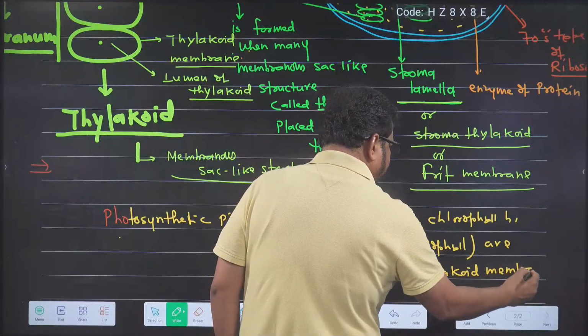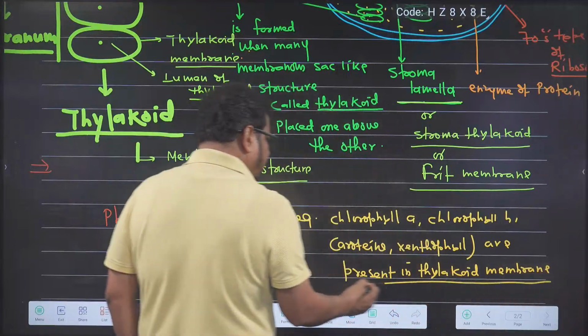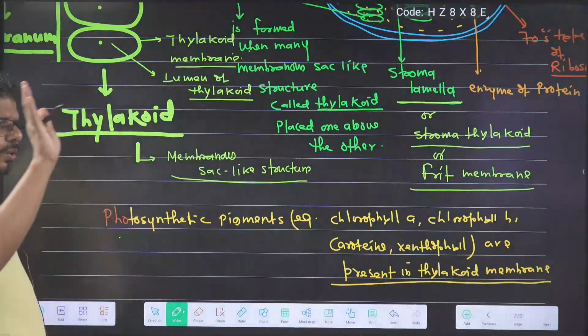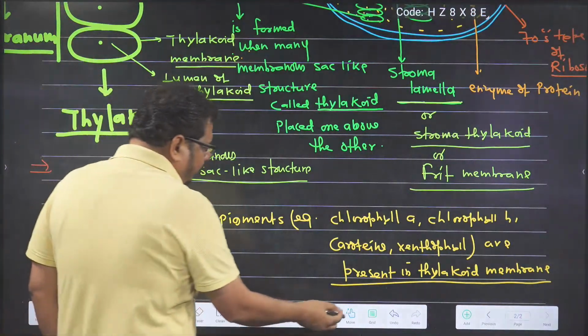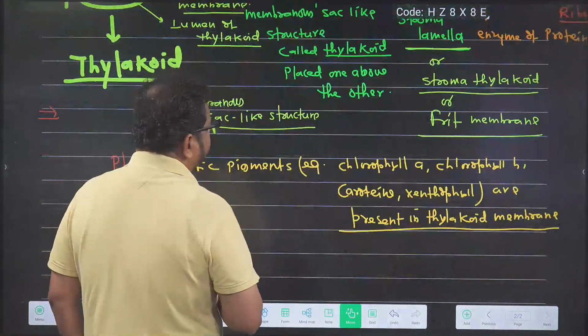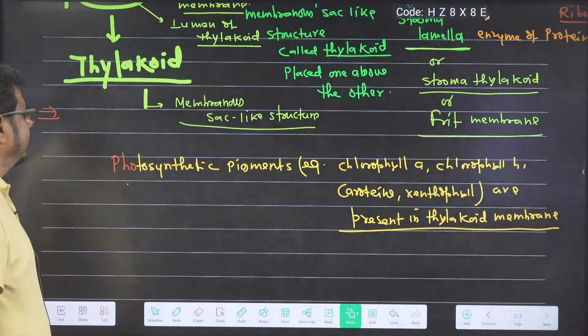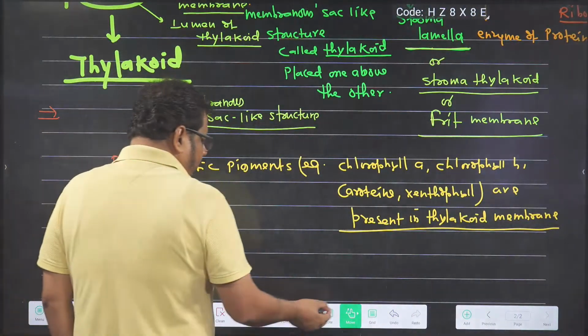These are present in which membrane? Thylakoid membrane. It is present as a photosystem, but that word we will explore in which chapter? Photosynthesis chapter. Did you get the idea? Is it clear in the mind?